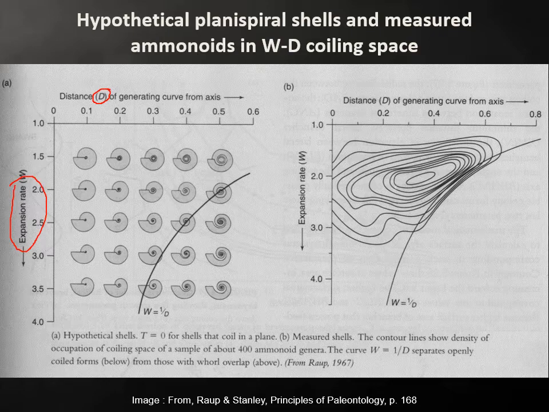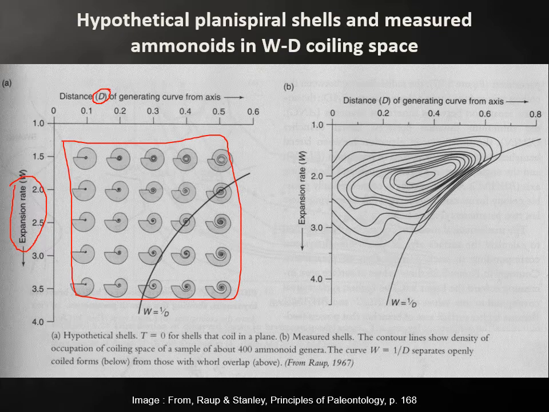Now this is a hypothetical figure of all possible cephalopod forms. This one is a hypothetical binary plot. Within this binary diagram, if we plot all the cephalopod shells, all the fossils and present day cephalopod shells, then we find these kinds of contours, indicating the presence of cephalopod shells through time, considering the entire 540 million years.